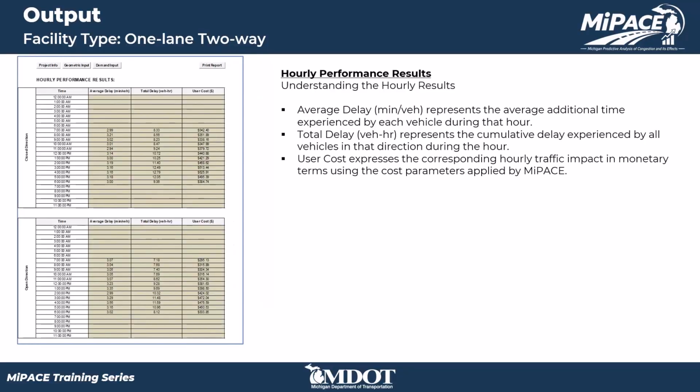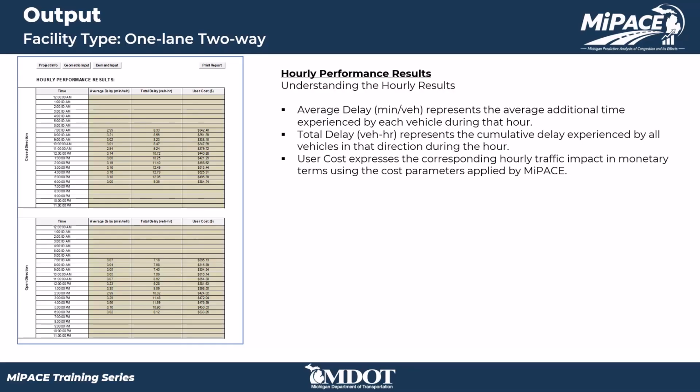The model performance table shows how delay and cost vary by hour for each direction. Results are separated into the closed direction and the open direction so that the user can identify which approach is more affected. Only the active flagging hours contain results.